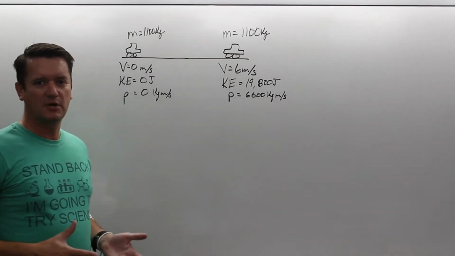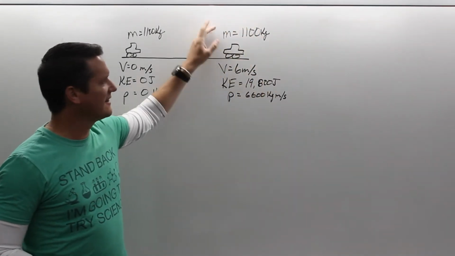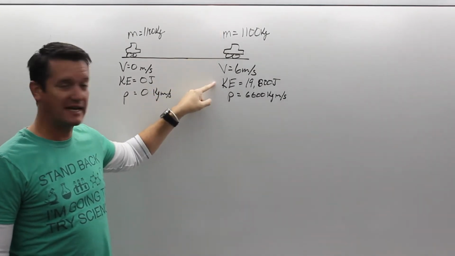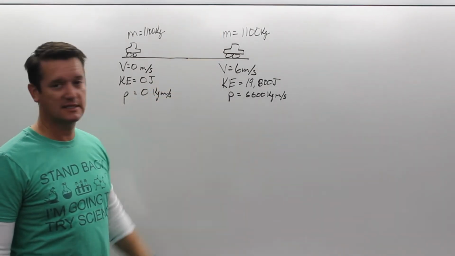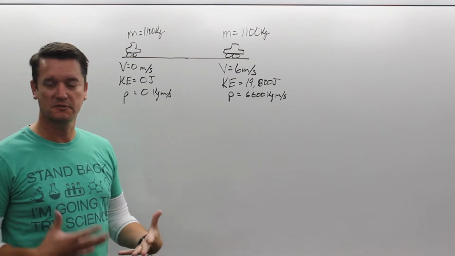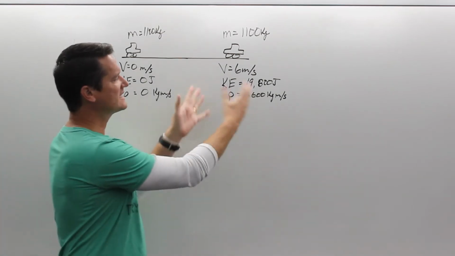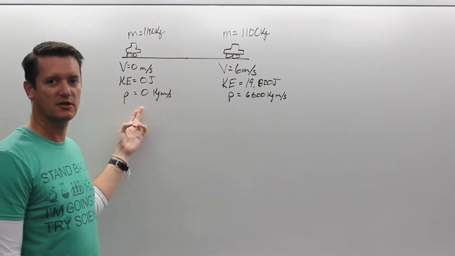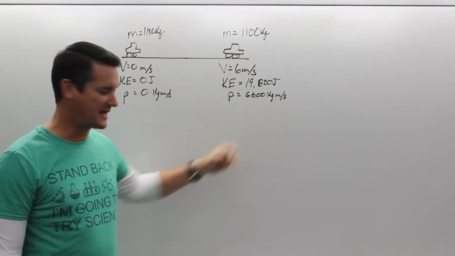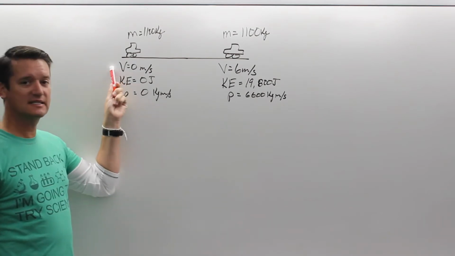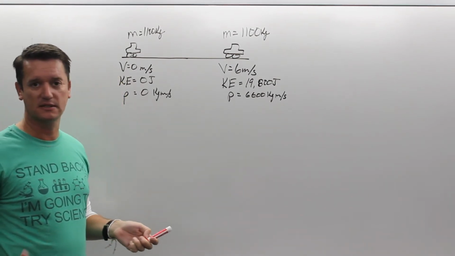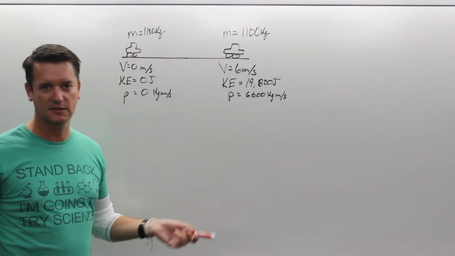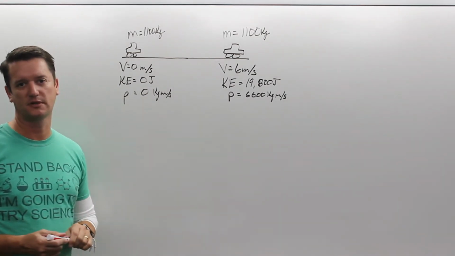Okay, let's take a look at the same car. So the same car ended at 6 meters per second, but 1,100 kilograms gives us 19,800 joules and 6,600 kilogram meters per second in terms of momentum. That's kind of holistic of what's going on. If we look at the beginning here, let's say this car started at rest and then it ended at that. If that's the case, the velocity at the beginning was 0 because it had 0 velocity. It's not moving. Kinetic energy is also 0 because it has 0 velocity. And the momentum is also 0.